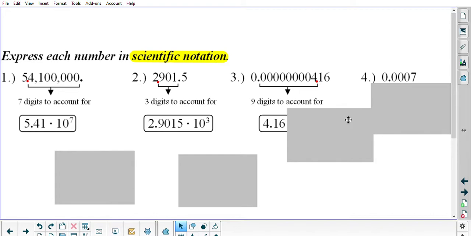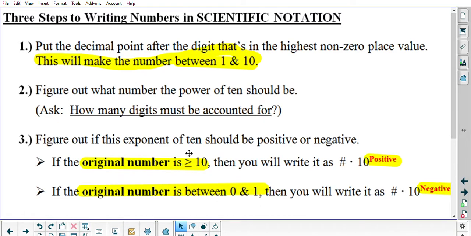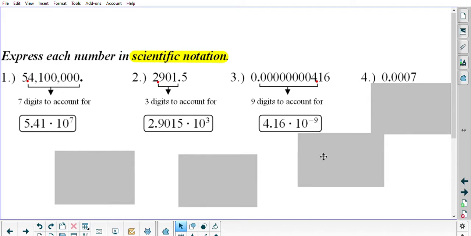It's just 4.16 times 10 to the, now should it be the 9th or the negative 9th? Since the original number was a number between 0 and 1, like I was telling you here on the 3rd step, if it's between 0 and 1, then it's going to get a negative exponent. So this will be the negative 9th power.